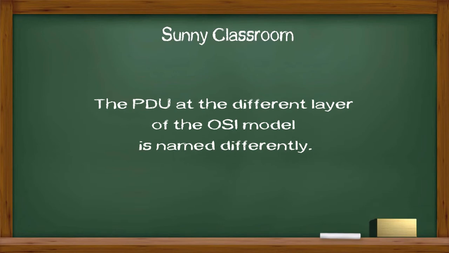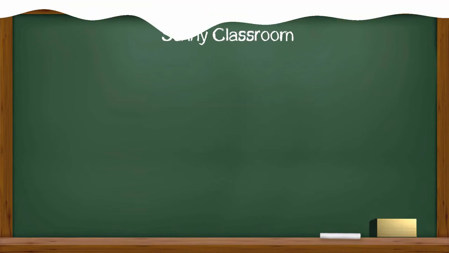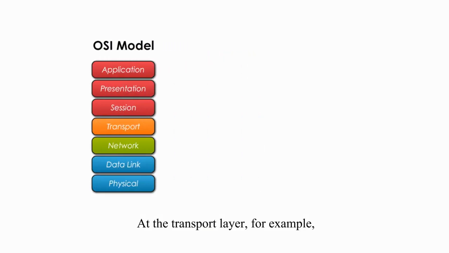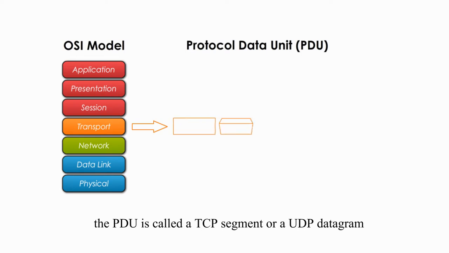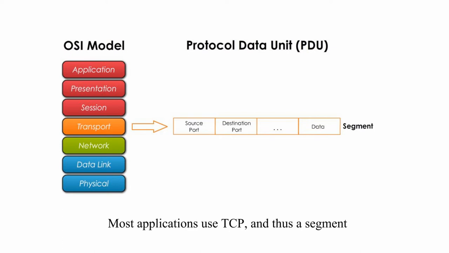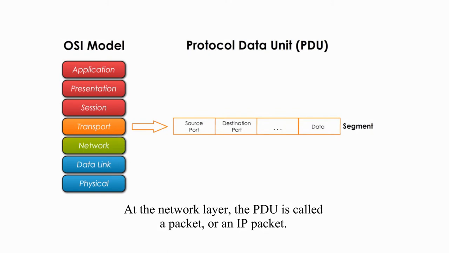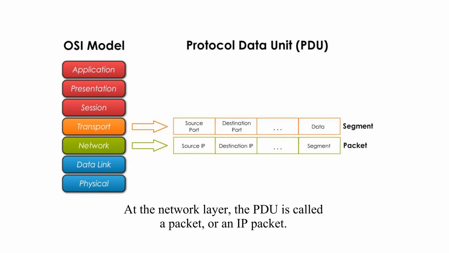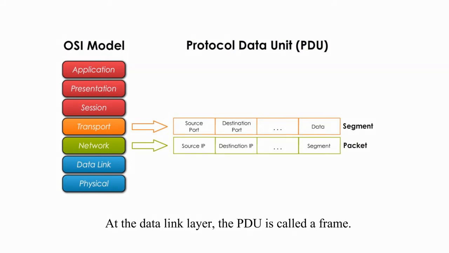The PDU at the different layers of the OSI model is named differently. At the transport layer, for example, the PDU is called a TCP segment or UDP datagram. Most applications use TCP, and thus a segment is often used to represent a PDU at this layer. At the network layer, the PDU is called a packet or an IP packet. At the data link layer, the PDU is called a frame.